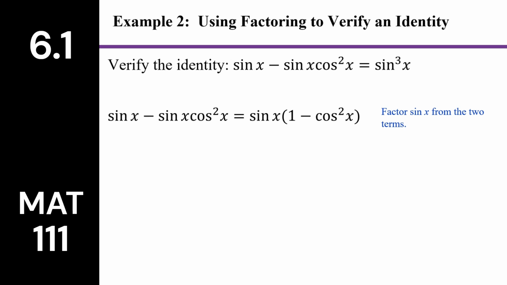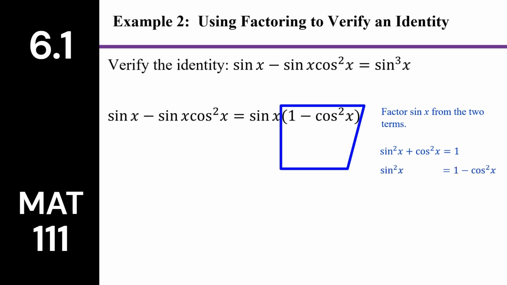Now we should notice that we have a trig function squared that's added to or subtracted from 1. And that reminds us of fundamental identities that are the Pythagorean identities. The one that involves cos squared is sine squared plus cos squared equals 1. If we transpose the cosine squared, then on the right side we get 1 minus cosine squared of x, and that equals sine squared x. So we can make that substitution here, and now we have the sine of x times the sine squared of x.